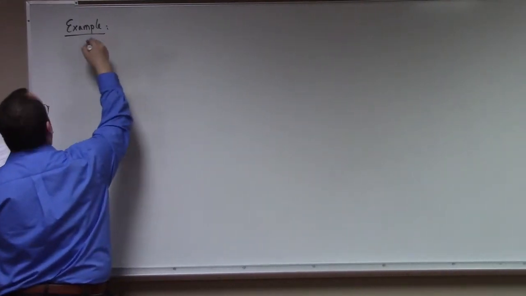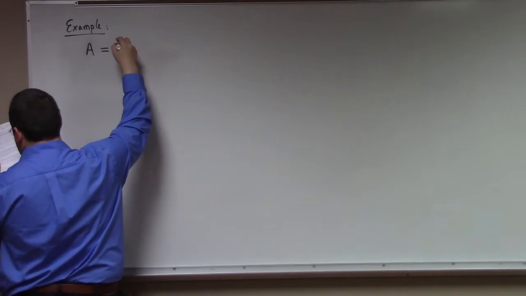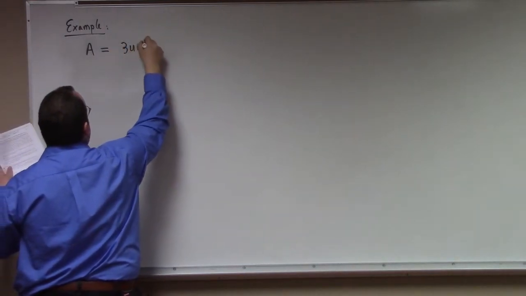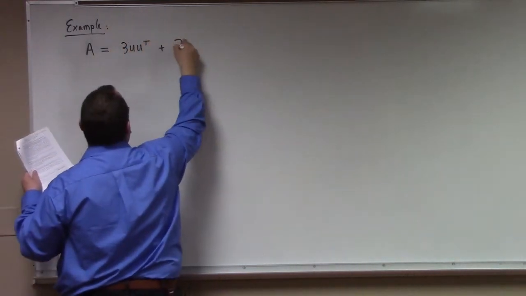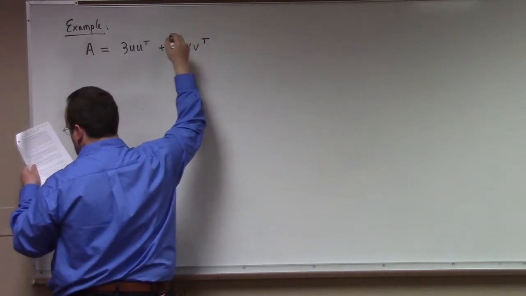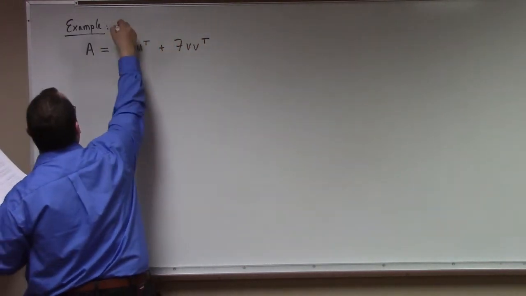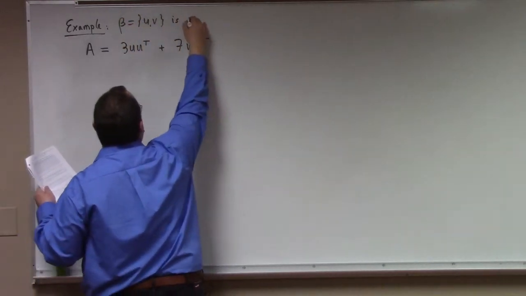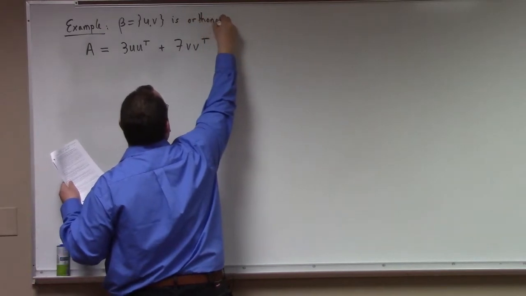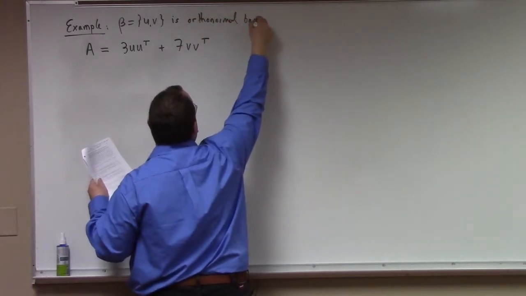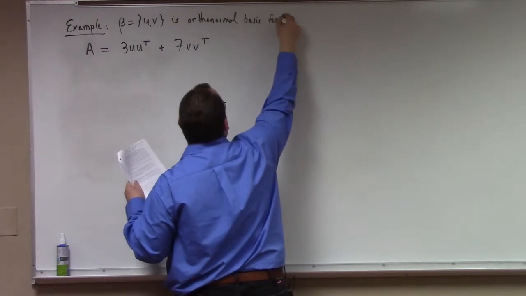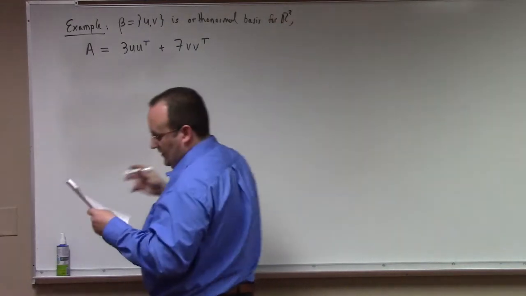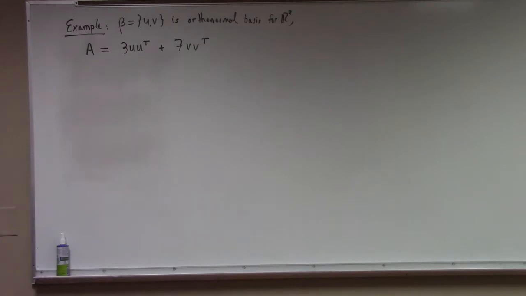Suppose I let A equal 3 u u transpose plus 7 v v transpose, where suppose beta, u comma v, is an orthonormal basis for R2. So we could come up with specific vectors for u and v here, but I wanted to do it symbolically so that you can better appreciate what's going on here.